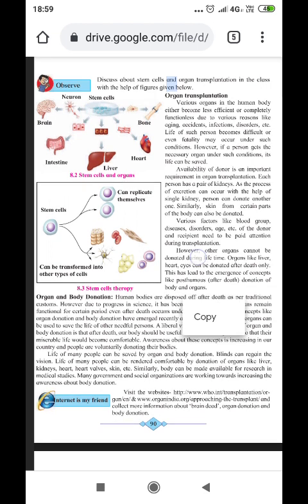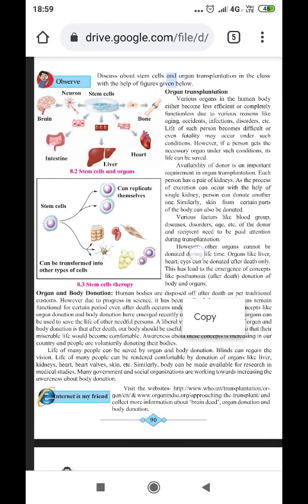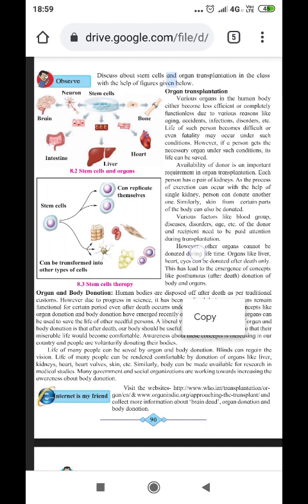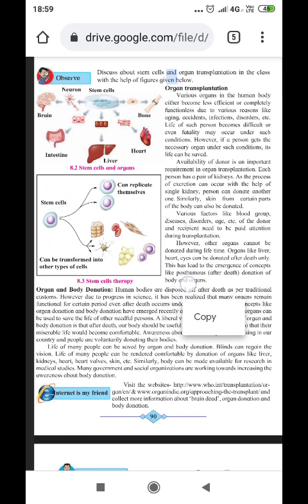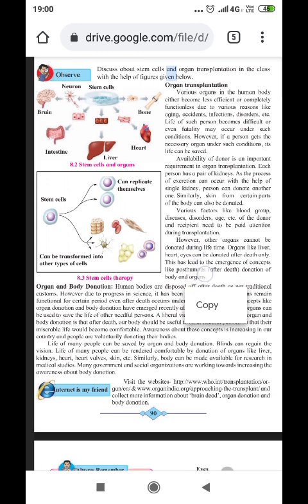Various organs in the human body either become less efficient or completely functionless due to various reasons like aging, accidents, infections, disorders, etc. Life of such a person becomes difficult or even fatality may occur under such conditions. Fatality implies death. However, if a person gets a necessary organ under such a condition, their life can be saved.